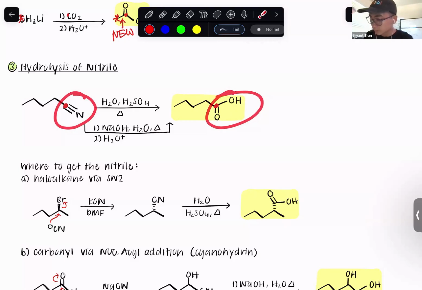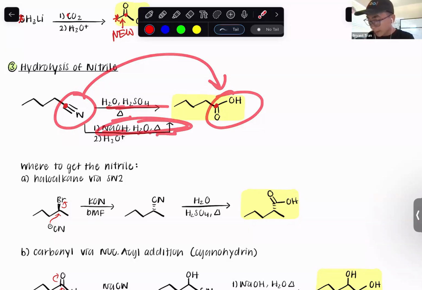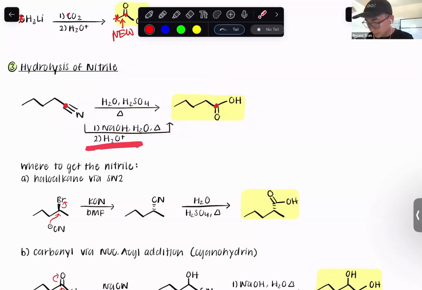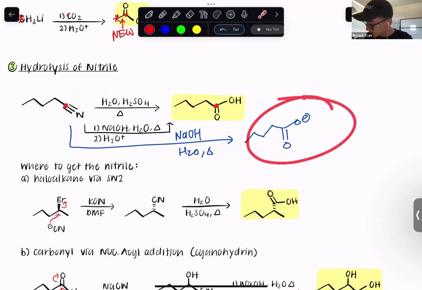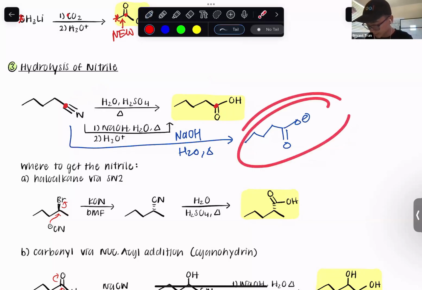And the reagents that would convert this nitrile into that carboxylic acid are going to be acid, water, and heat, or base, water, and heat, right? The reason why we need a second step of H3O plus is because if we did not do a second step of H3O plus and we just did NaOH, water, and heat in basic conditions with no acid workup, we would get this carboxylate ion here because we're in basic conditions, right?